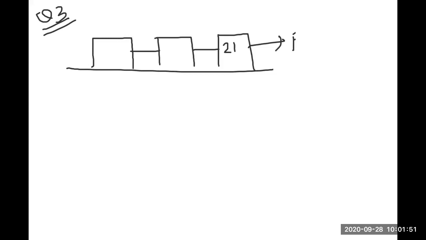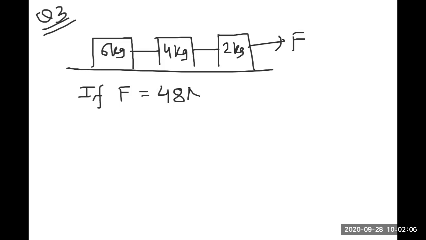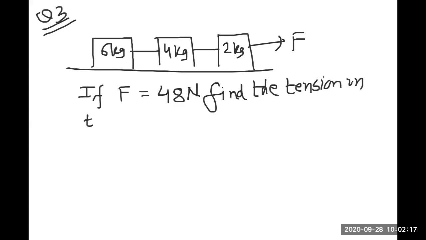So 2 kg, 4 kg, 6 kilograms. If F is equal to 48 newtons, find the tension in the two strings.